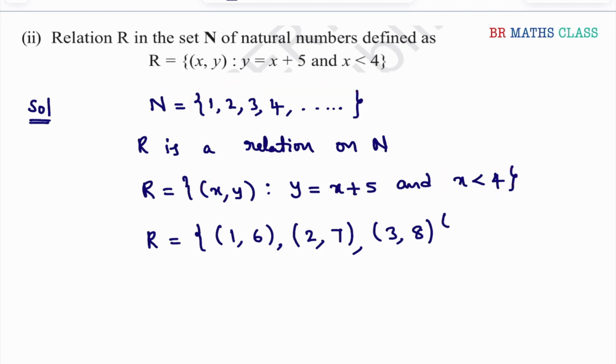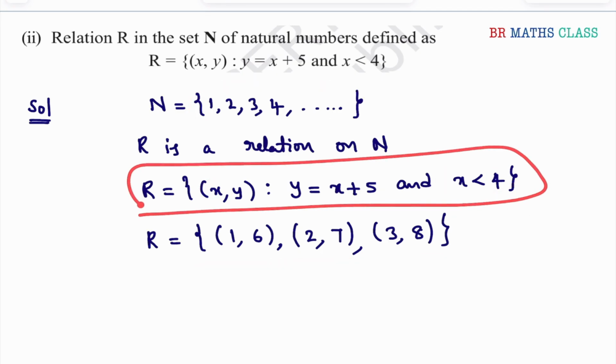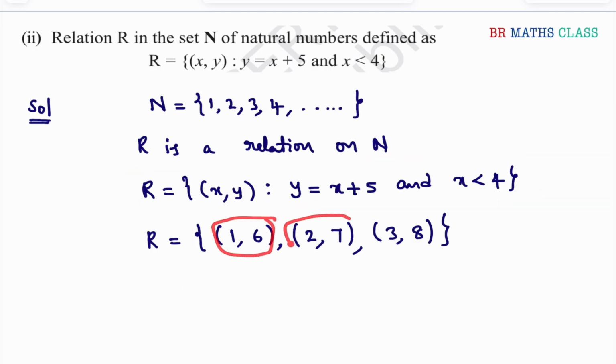So this relation is completed. They gave this relation in set builder method. I have written this relation in roster method. Roster method means all the elements are listed. It is more clear now what elements are there in this relation. Now you need to check whether this relation is reflexive, symmetric or transitive. It is very easy for this problem.